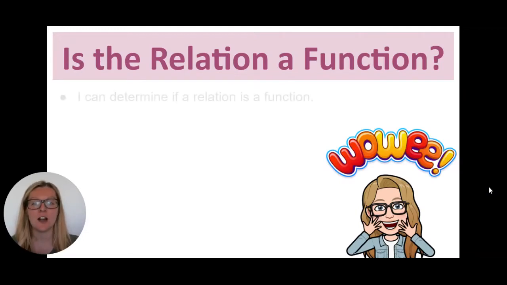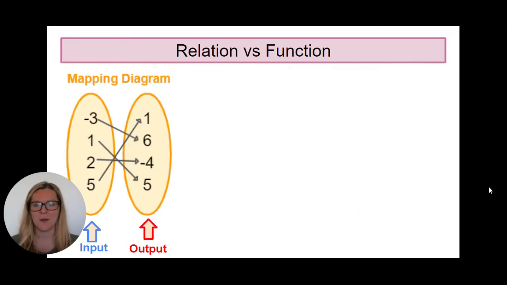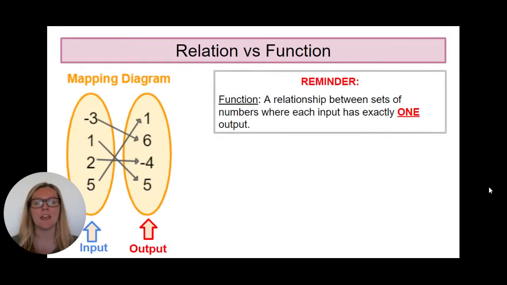In this video, we're going to talk about: is the relation that we're looking at also a function, and the criteria that comes along with it. Okay, remember from last time, a function is a relationship between sets of numbers where each input has exactly one output. So we're going to see a lot of relations today, but we're going to say, hey, is that relation a function? Yes or no.